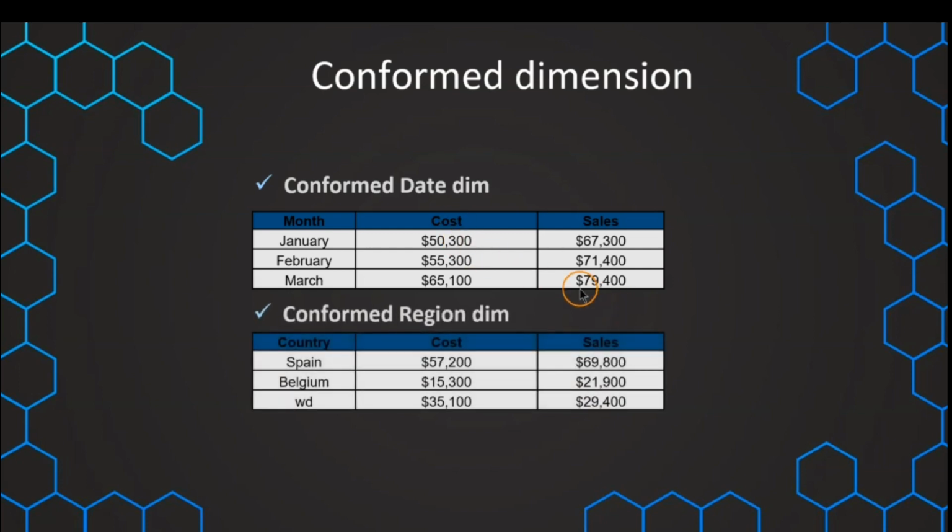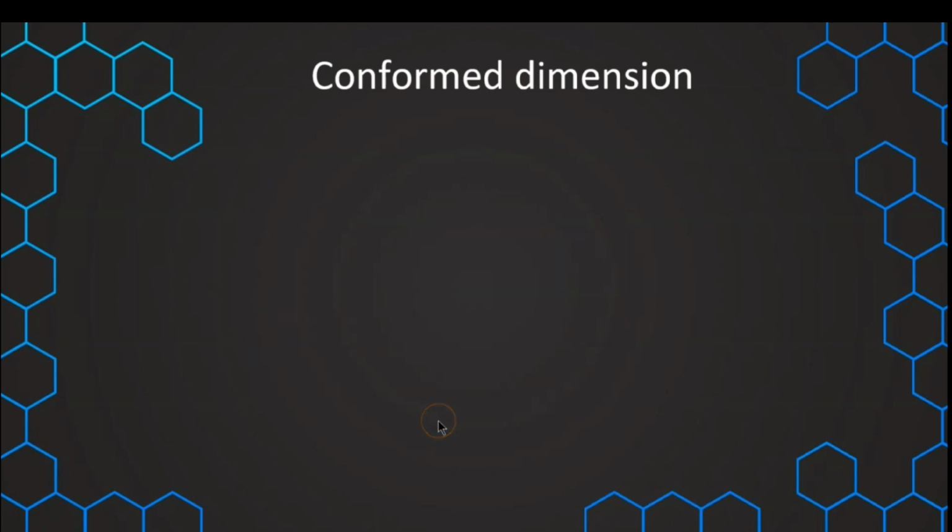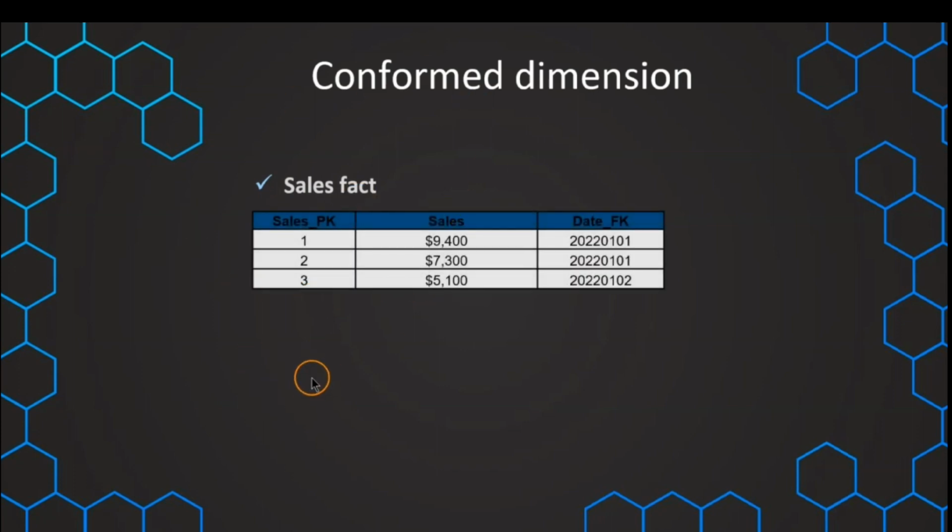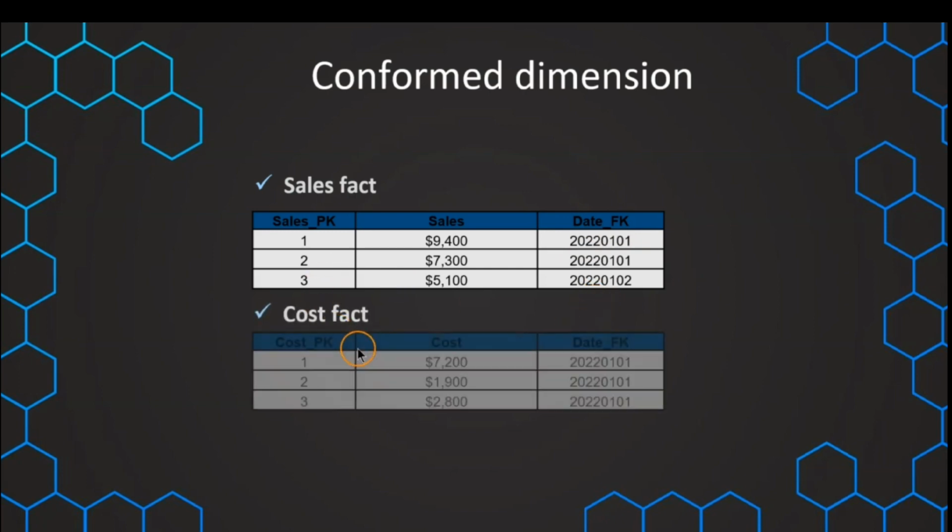Another example would be to use a conformed region. In that case, we have the shared attribute of, for example, the country. And again we can compare the costs with the sales, so the measures of those two fact tables. Of course, if we have a conformed dimension, we need to have the identical attributes, or at least a subset of attributes, used for both of these facts. In our case, if we have the sales fact with a date foreign key, then in the cost fact we also need to have this date foreign key included.